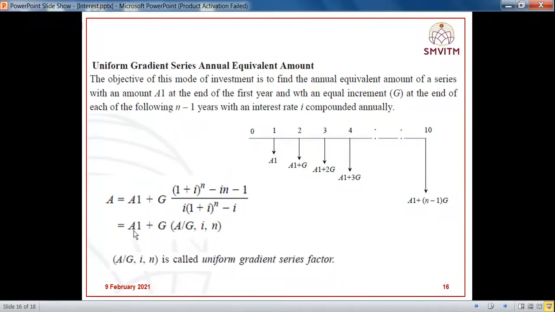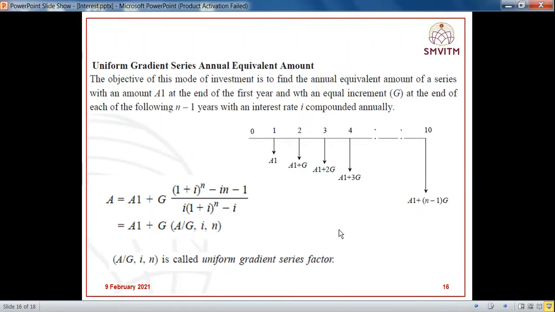First the gradient should be converted into the same uniform amount every year. For this there is an equation: A equal to A1, the amount deposited or withdrawn at the end of the first year, plus G, the gradient amount, that is the constant increment every year, into (1 plus I to the power n minus I n minus 1) divided by I into (1 plus I to the power n minus I). Here I is the interest rate and n is the number of interest periods. Or from the table you can take A1 plus G into (A by G, I, n), where A by G is called the uniform gradient series factor.